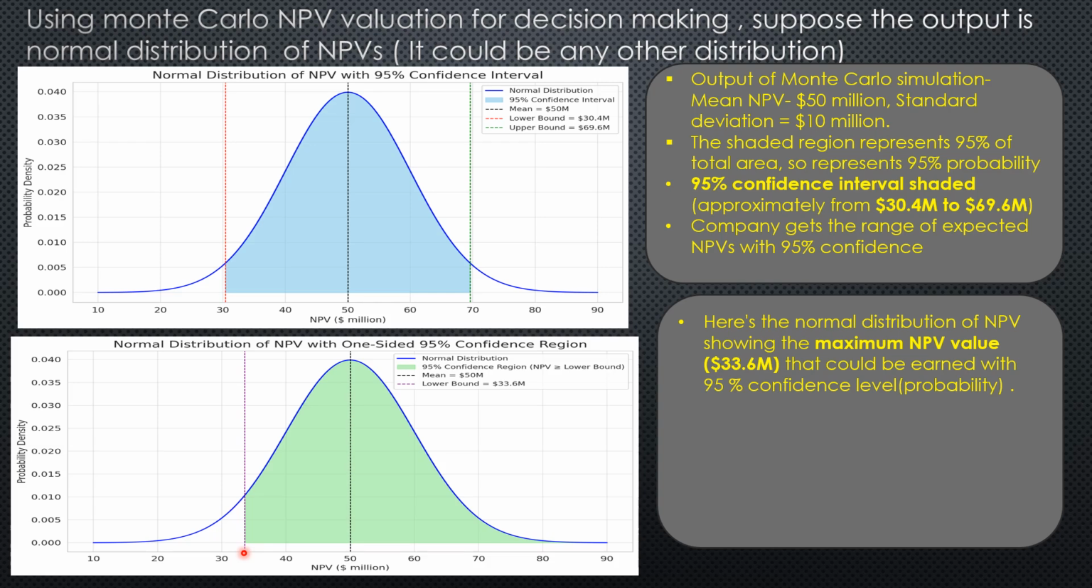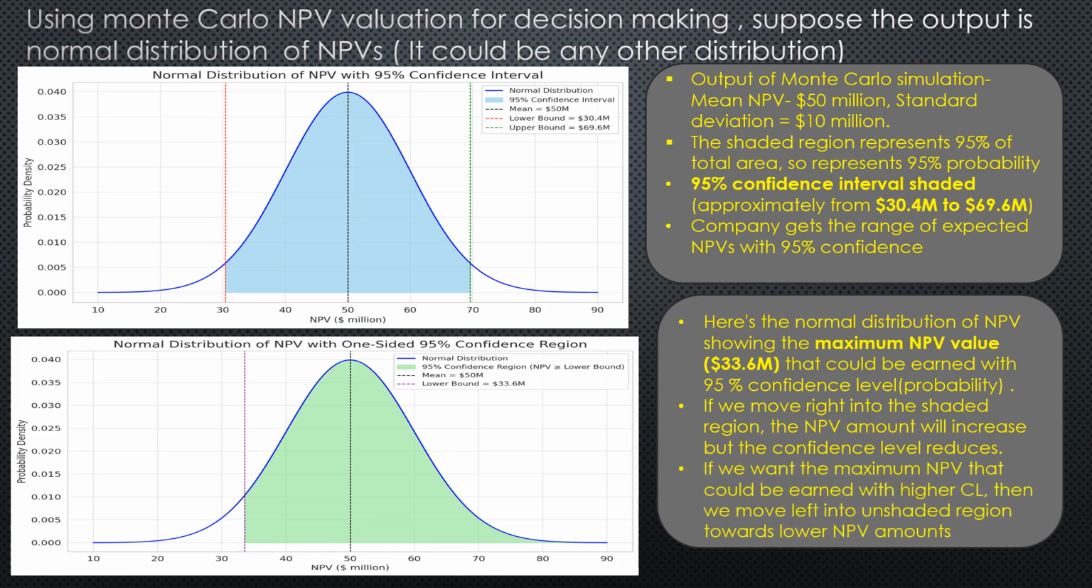So if the company wants to arrive at the NPV figure which could be earned with 95% confidence level, then that is this 33.6 million. If we move higher into the shaded region, the NPV amount will increase, but the confidence level reduces. Now, if we move rightwards, suppose we arrive at 40 million, then this cumulative area reduces from 95% to lower. So if the company wants to see at what confidence level it can earn 40 million NPV, then the confidence level reduces.